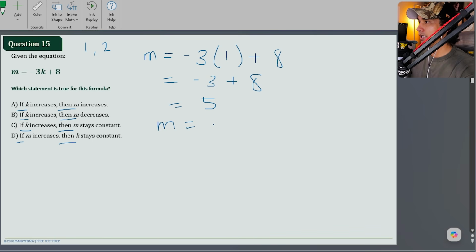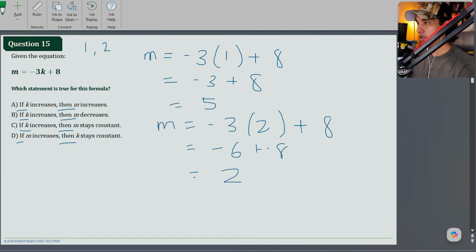m equals -3(2) plus 8 equals negative 6 plus 8 equals positive 2. What happened here? As we increased k, the m decreased from 5 to 2.